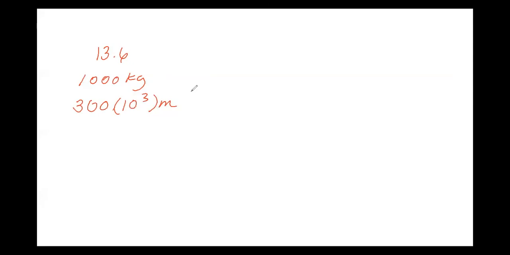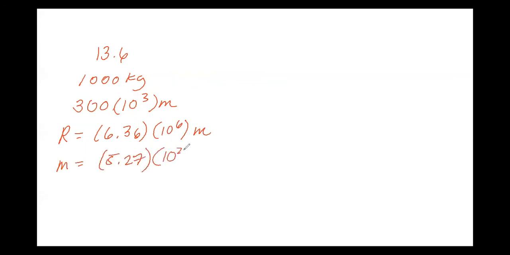Above the Earth's surface. What speed, period, and radial acceleration will it have? How much work must be done to the satellite to put it in orbit? How much additional work would have to be done to make the satellite escape Earth? The Earth's radius and mass are given in example 13.5. The radius, if I recall, is 6.36 times 10 to the 6 meters, and the mass was equal to 5.27 times 10 to the 24th kg.